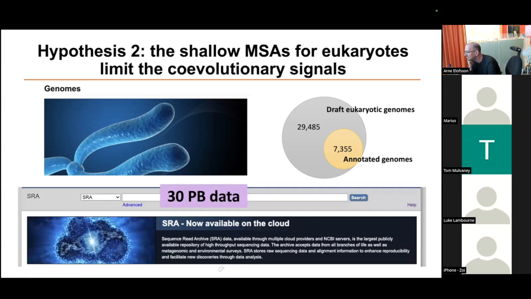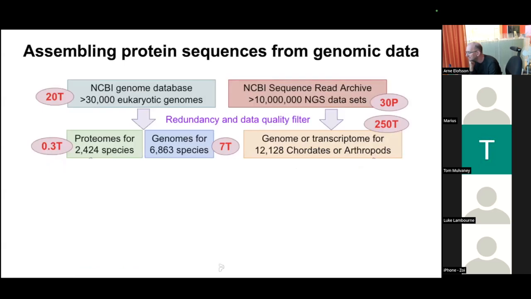Even more, in addition to the draft genomes that are non-annotated, there are also a lot of genomic data sets in the SRA database from NCBI where people deposited their genomic sequencing, but did not assemble these genomic reads into genomes and did not predict proteins from them. There are about 30 petabytes of data in this database, just waiting for people to dig into it and make discoveries.